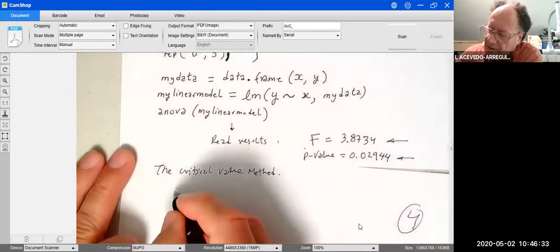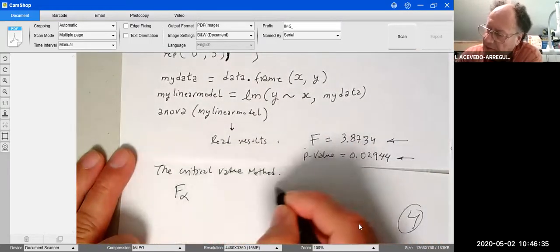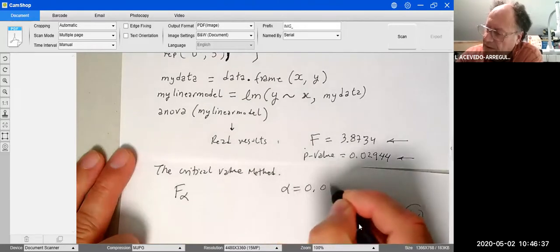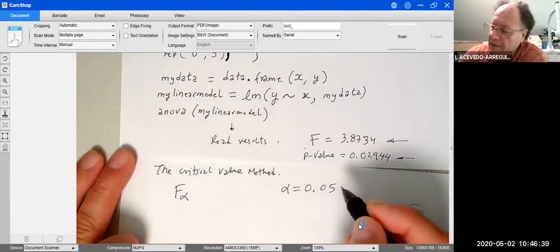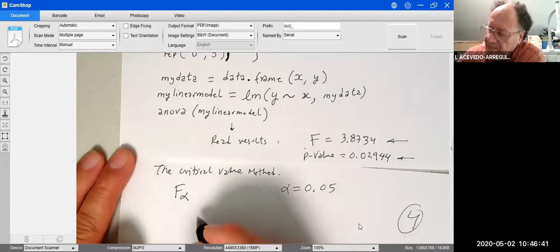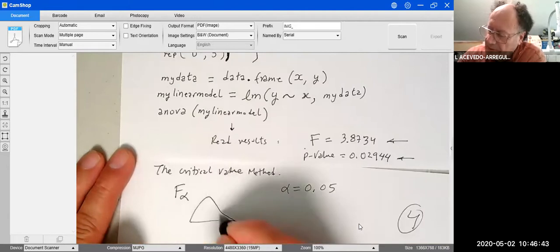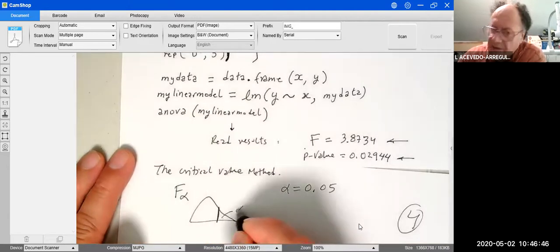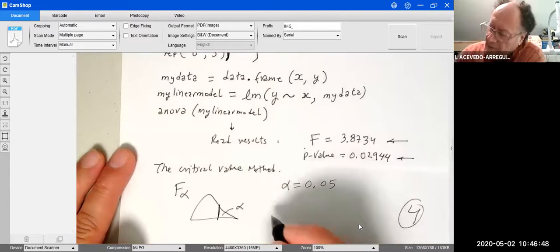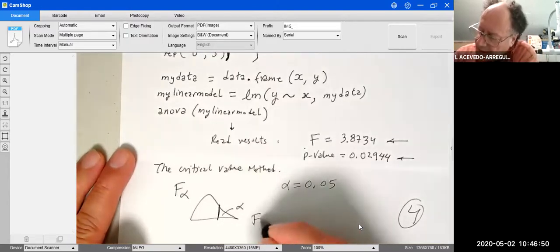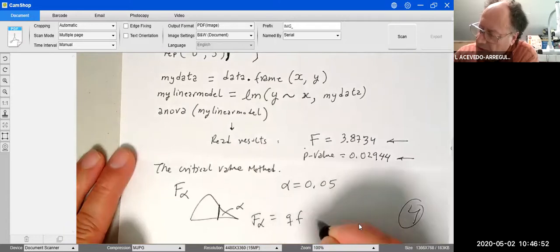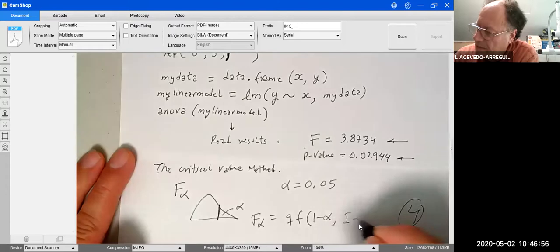So for the critical F, we need alpha. Alpha is 0.05, was given in the problem. So our alpha, remember, is going to be something like this. This is alpha. So we're going to find that F alpha by using QF of, then we have 1 minus alpha, then I minus 1, and capital N minus I.